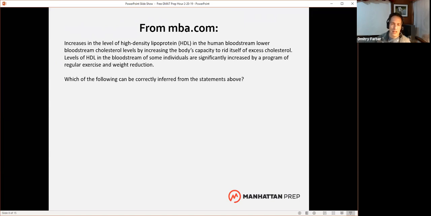So what do you see? We see that increases in HDL lower bloodstream cholesterol levels. And we see the levels of HDL are increased by exercise. Any predictions of what the answer should say?